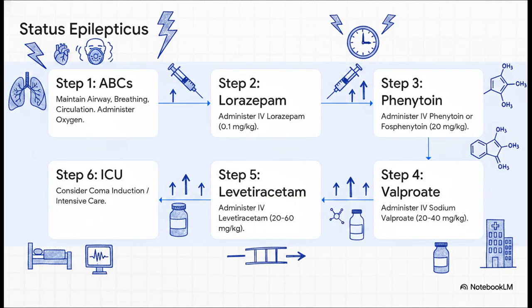Now, for a super high-yield emergency protocol, managing status epilepticus. The whole principle here is a clear, step-by-step escalation. You always start with the ABCs: airway, breathing, circulation. Stabilize the patient first. Then you move to your first-line drug, a benzodiazepine, like lorazepam. If the seizure doesn't stop, you don't panic. You just systematically escalate to your second and third-line agents. This structured approach is absolutely critical.